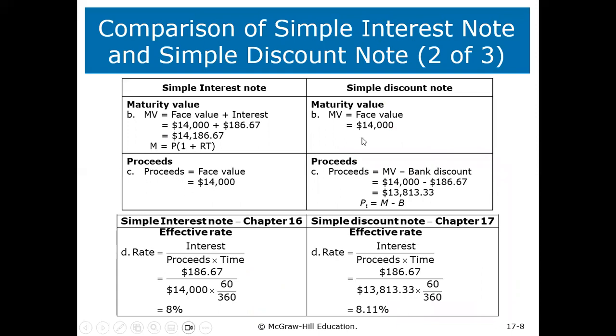Okay, so here are the comparisons. The maturity value for the simple interest rate is 14,186.67. The proceeds is 14,000. Okay, what will he get now? For this one, the proceeds is 13,813.33. The face value, or maturity value, is 14,000. Okay, now let's take a look at the interest. In effect, which has the higher effective rate?